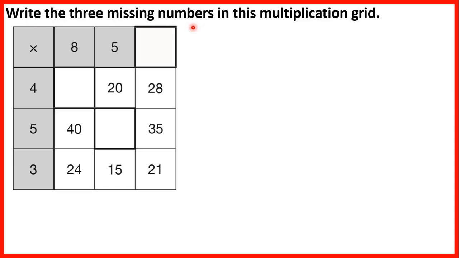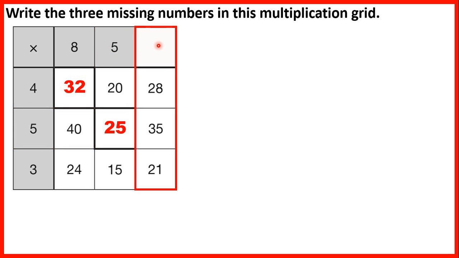Write the 3 missing numbers in this multiplication grid. So here, to find this number, we need to work out 4 times 8 or 8 times 4. So that's 32. For this number here, we have 5 times 5, so that's 25.